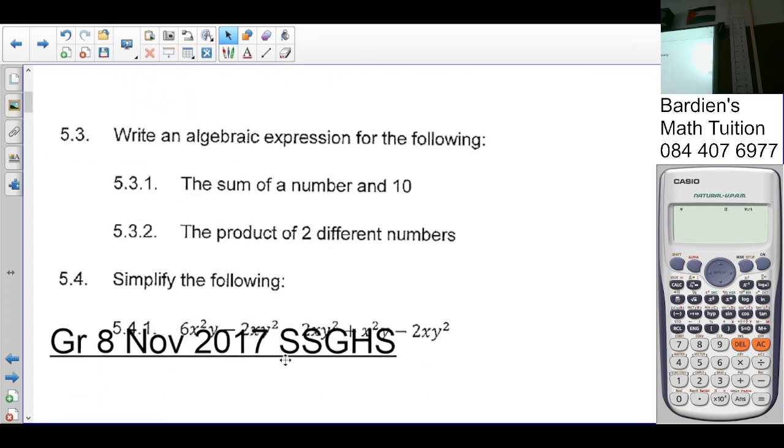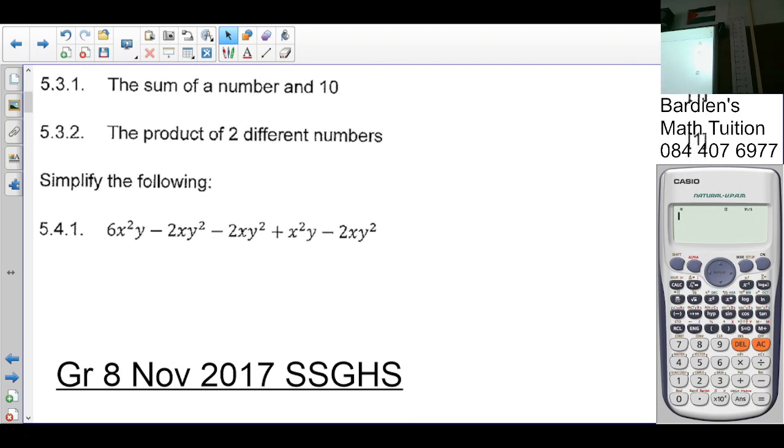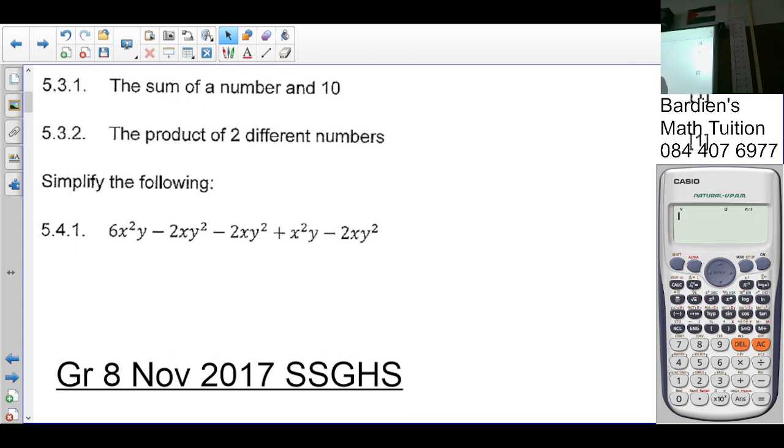The next question, question 5.3.1. Write an algebraic expression for the following: the sum of a number and 10. So we're going to let the number be x. You could have let the number be y or a, whatever. Okay? Any variable you take. So the sum of a number and 10 will simply be x plus 10.